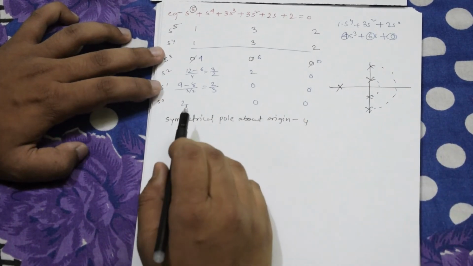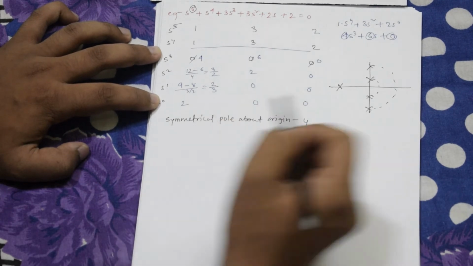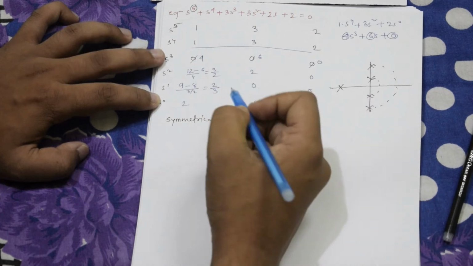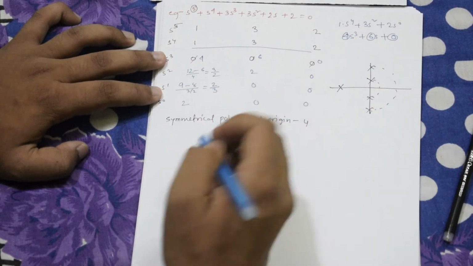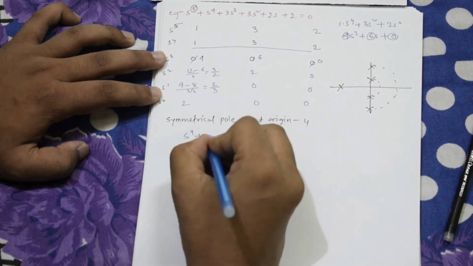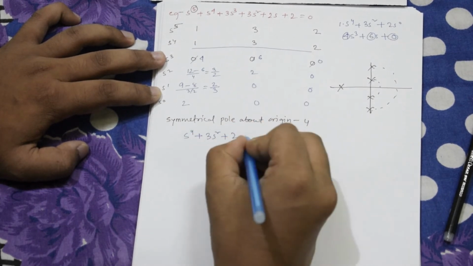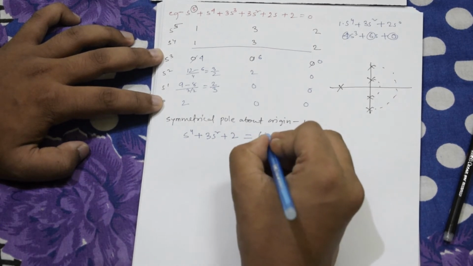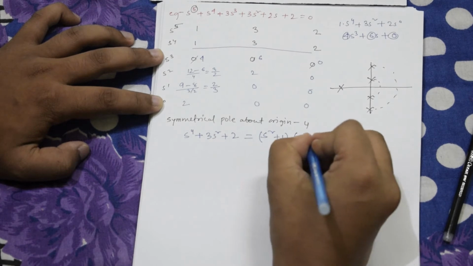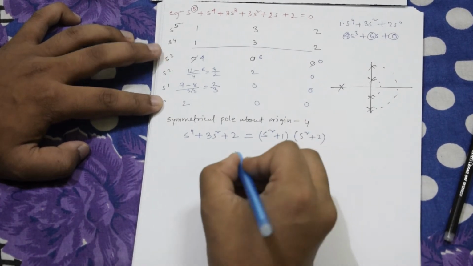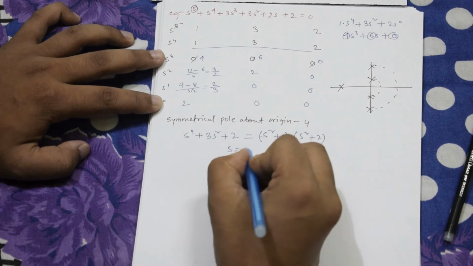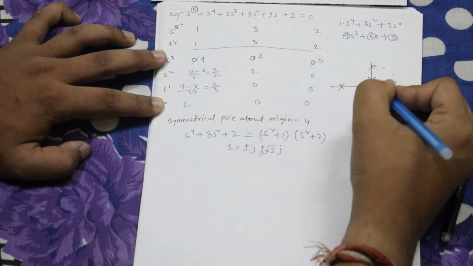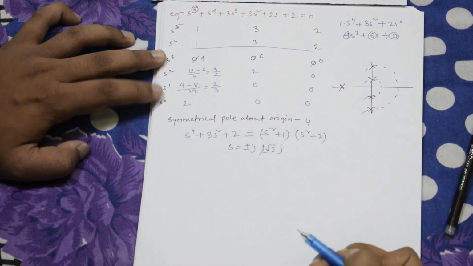From this we can also find the location of the poles. We can only find the location of the poles which are symmetrical about the origin. How can we find this? We can find it from the auxiliary equation. It is s power 4 plus 3s square plus 2. If we write it in this fashion, (s square plus 1) into (s square plus 2), we can find the location. s equals plus minus j and s equals plus minus root 2 j. So here it is plus minus j and here it is plus minus root 2 j.